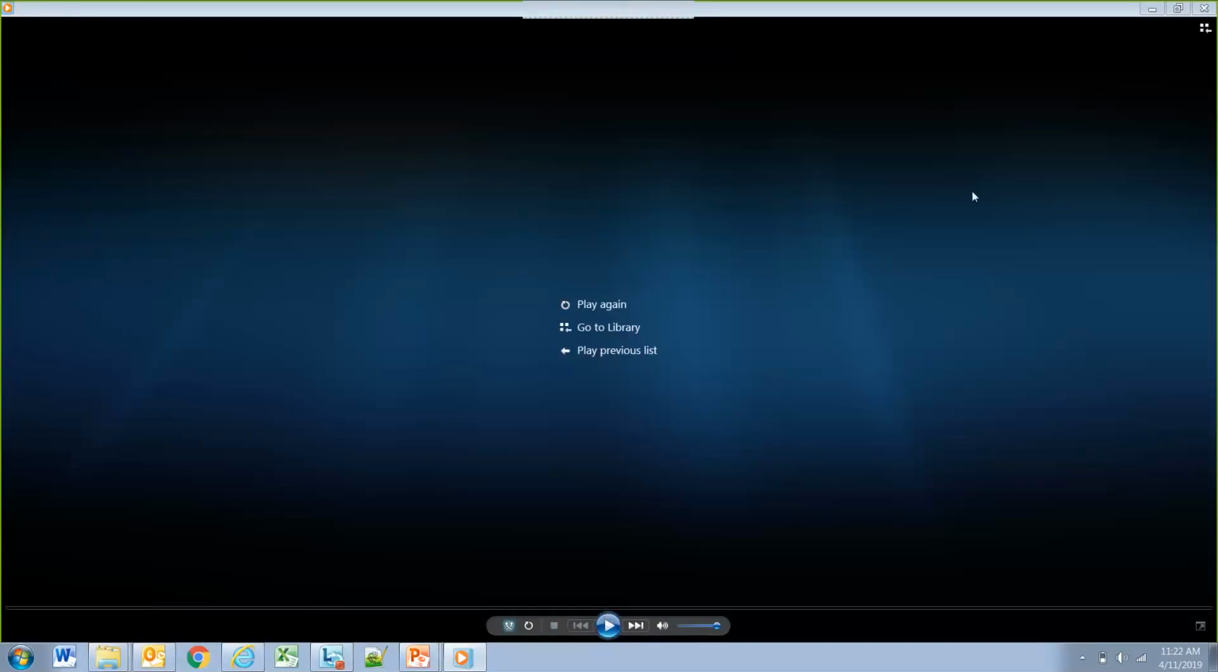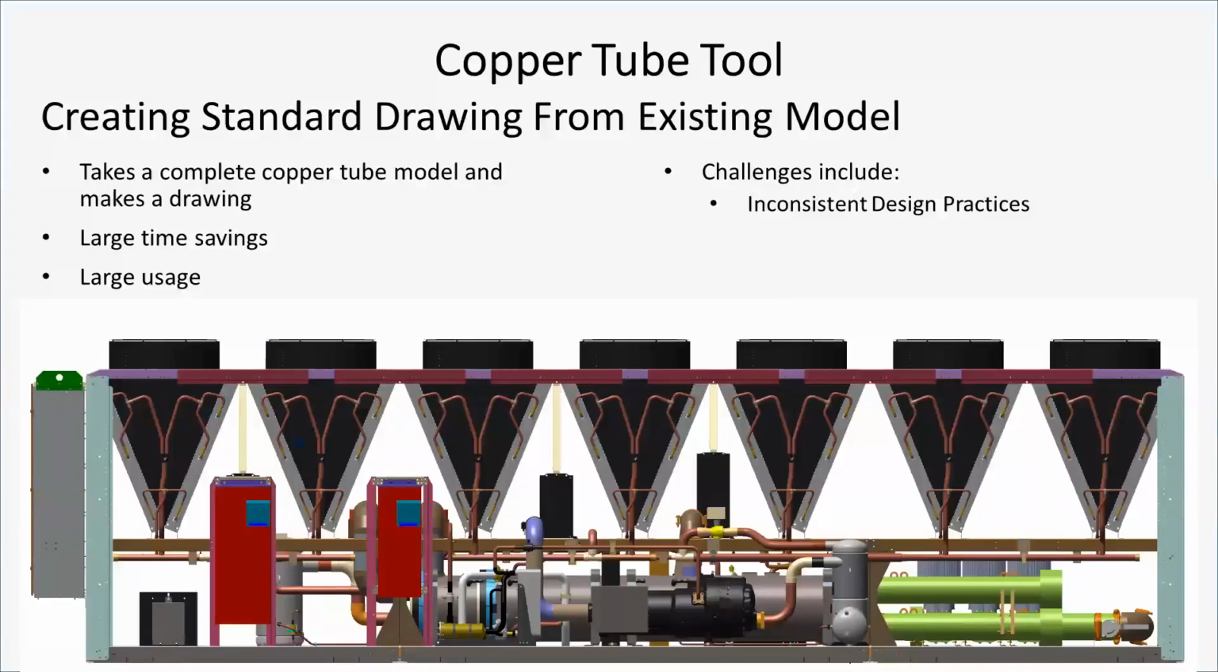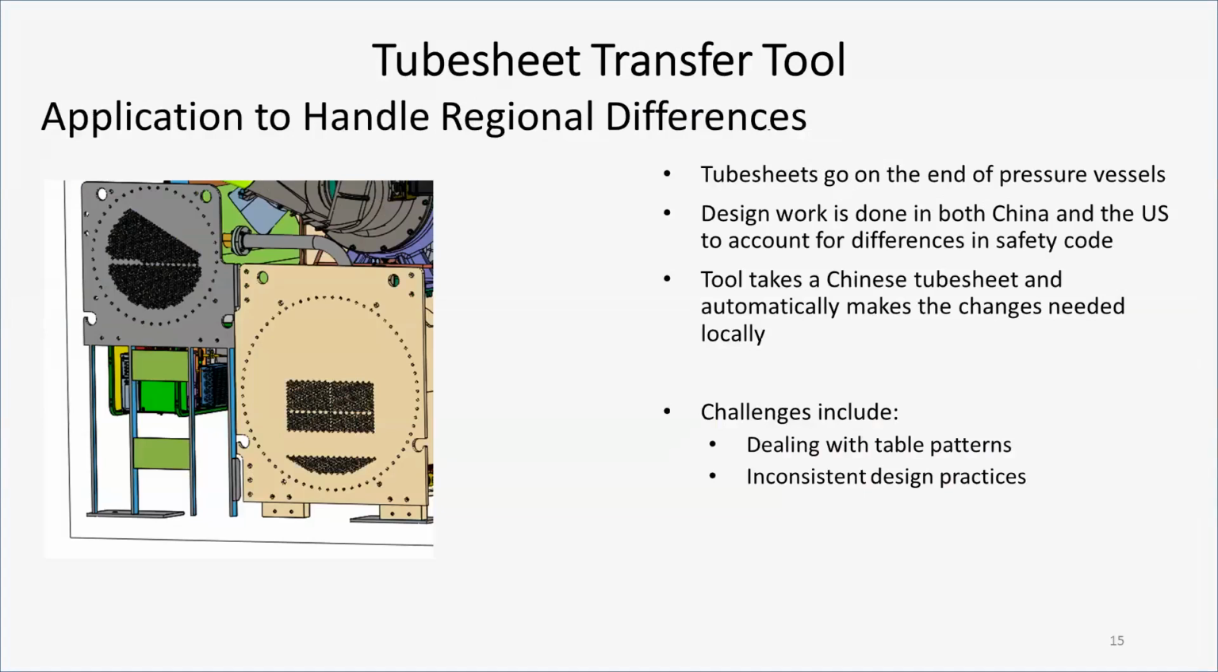All right, now since we're saving our questions to the end, I'm just going to go on to our next program. This program is a tube sheet transfer tool. Tube sheets are these parts that you see on the end here. They go on the end of our pressure vessels in order to hold our tube heat exchangers. On the end of these also goes a water box, which Michael will show later. So they have to withstand certain pressures, and because of these pressures, they have to adhere to ASME code.